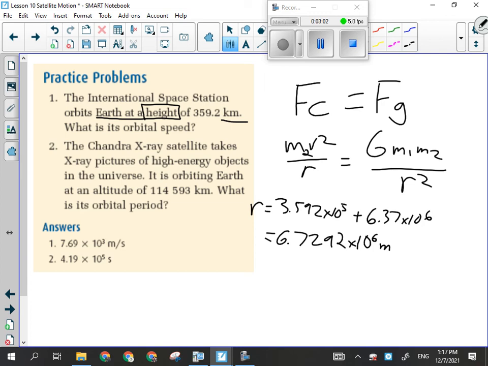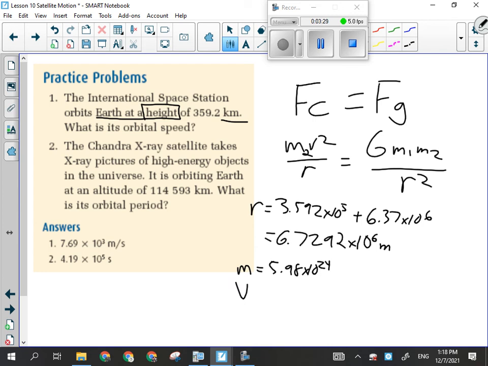Okay, what does the International Space Station orbit? Earth, so that would be one of my masses: 5.98 times 10 to the 24. Where do I get that from? It's on the back of my formula sheet under other useful constants. You're going to use a lot of the other useful constants because they're much more useful now in this unit. And we're looking for its orbital speed.